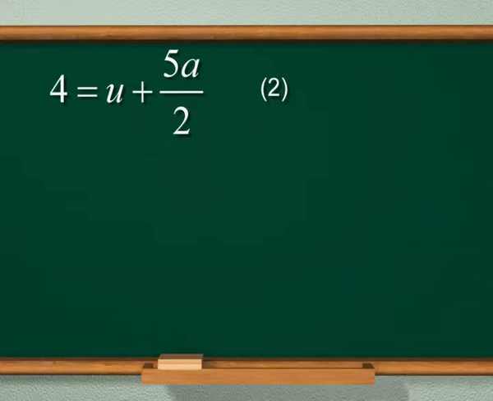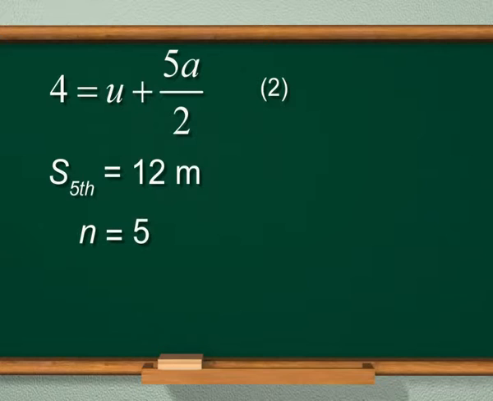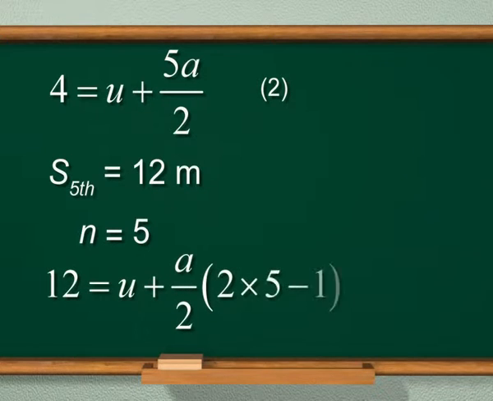Since the distance covered by the body in the 5th second is s 5th equal to 12 meters, therefore n is equal to 5. The first equation becomes 12 is equal to u plus a by 2 into whole 2 into 5 minus 1. On solving, we get 12 is equal to u plus 9a by 2 as equation 3.